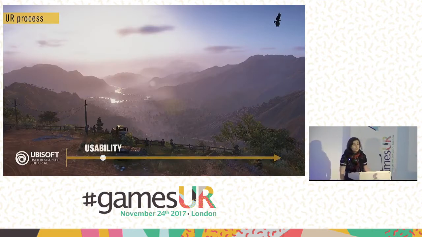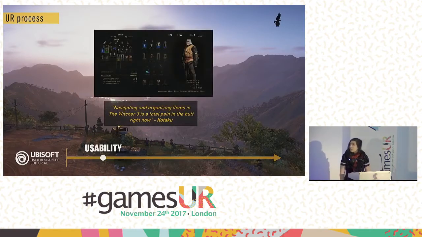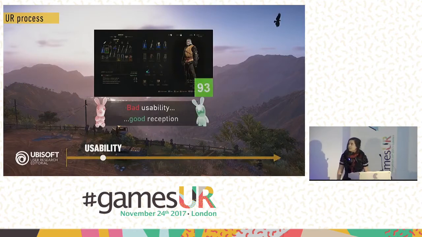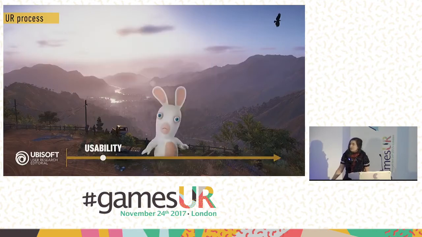So, firstly, we focused on usability and tried to know how to improve the usability of our game, but we quickly noticed that it was not enough, because everyone knows that even if we improve the usability of a game, it doesn't mean that the game would be good. Let's take the example of the menus from The Witcher 3. We can find numerous complaints about the user interface of this game, so it had a bad usability, but it received a good reception at the end. So, apparently, usability was not enough, and something was missing at this point.